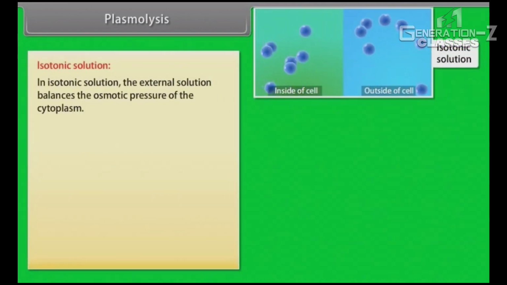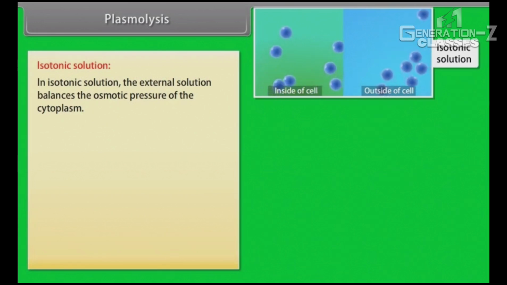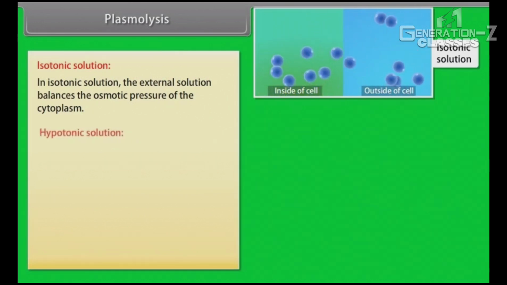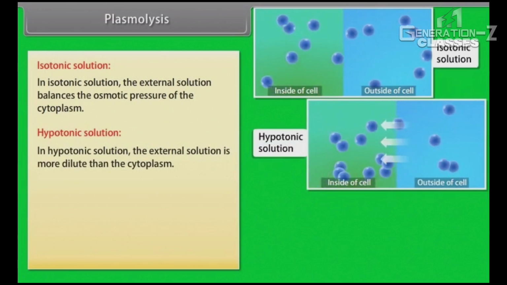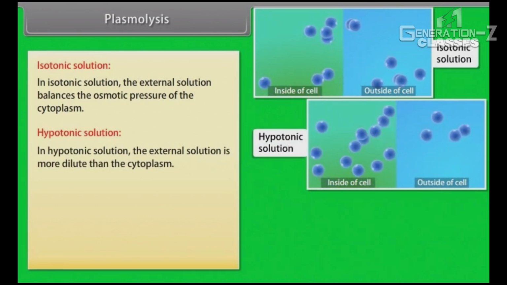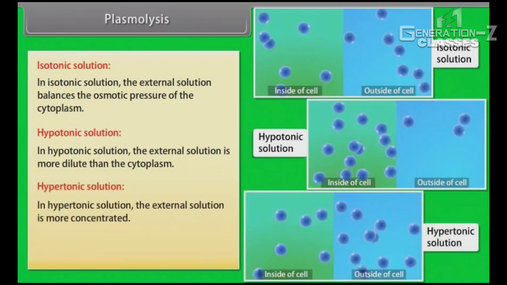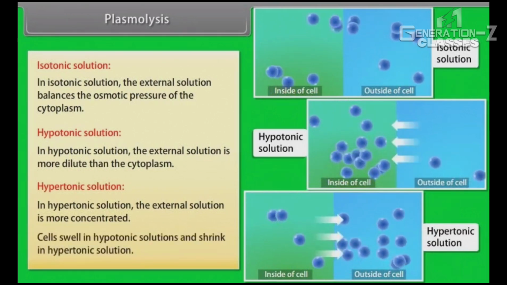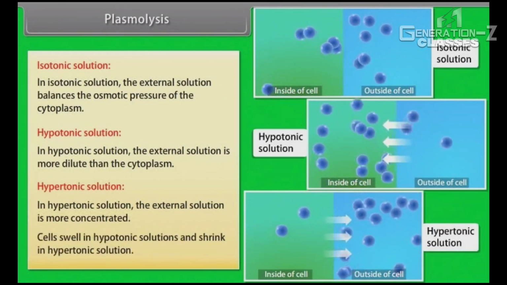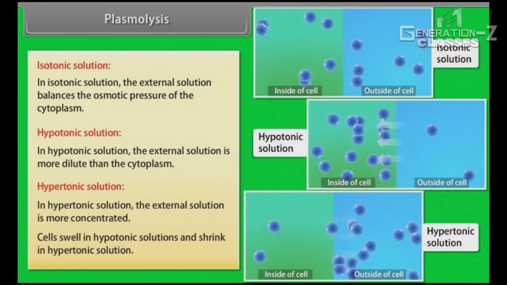Plasmolysis. The behavior of the plant cells or tissues with regard to water movement depends on the surrounding solution. If the external solution balances the osmotic pressure of the cytoplasm, it is said to be isotonic. If the external solution is more dilute than the cytoplasm, it is hypotonic. And if the external solution is more concentrated, it is hypertonic. Cells swell in hypotonic solution and shrink in hypertonic ones.